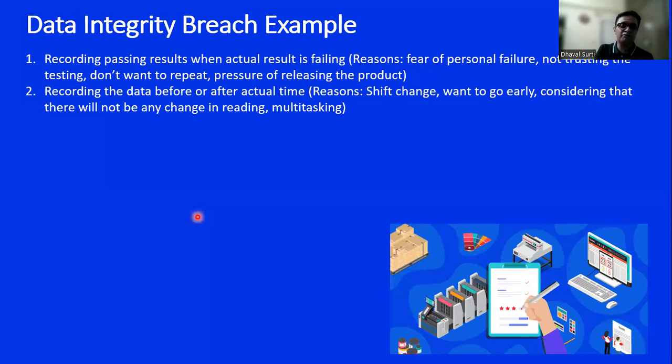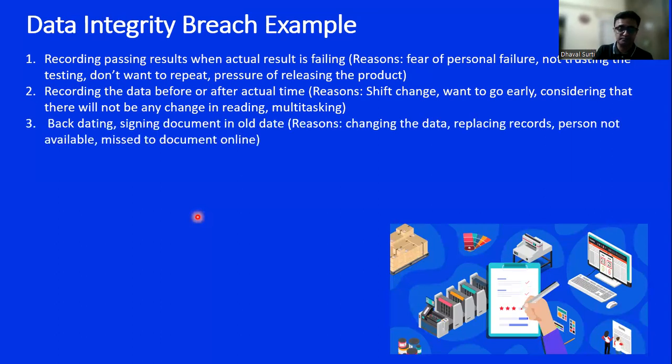Again, then considering that there will not be any change in the reading. So sometimes some equipment have a consistent reading, consistent temperature data or consistent pressure data. So instead of going to the equipment and writing, we just make the same entry for the entire shift because we know that it is not going to change. And sometimes multitasking can be the reason for pre-dating and post-dating. So for example, I have to write the reading of 10 equipment at the same time. So instead of going to the equipment, I'll write the readings, or I'll write the wrong time, pre-time or post-time.